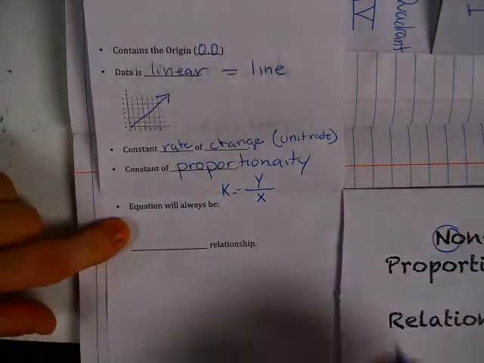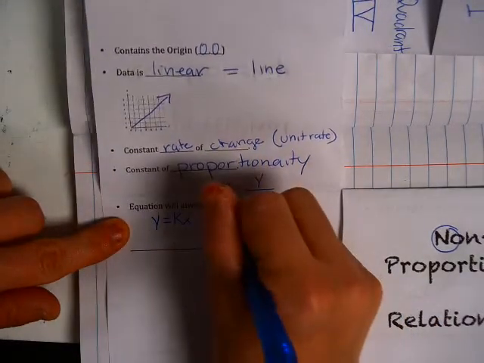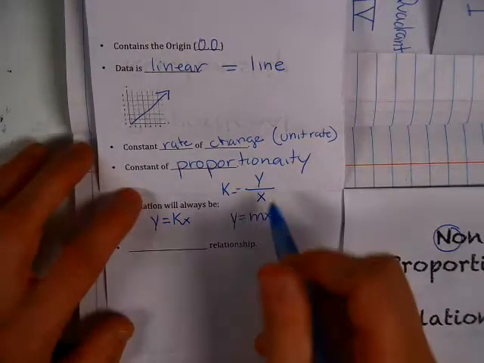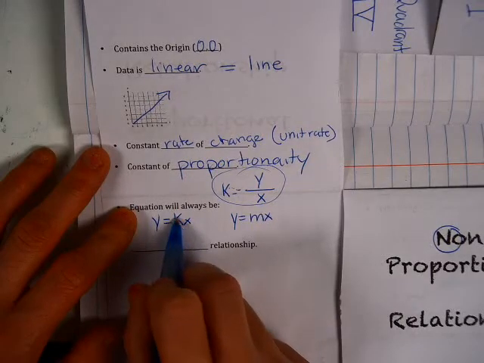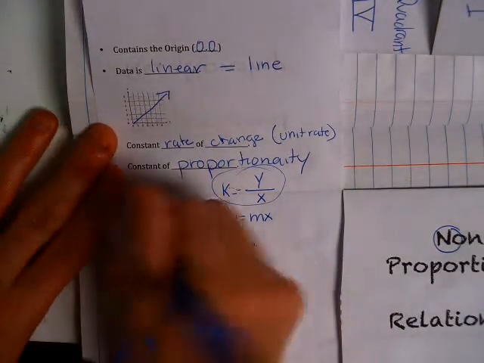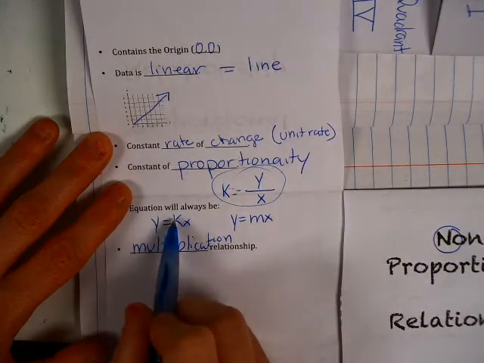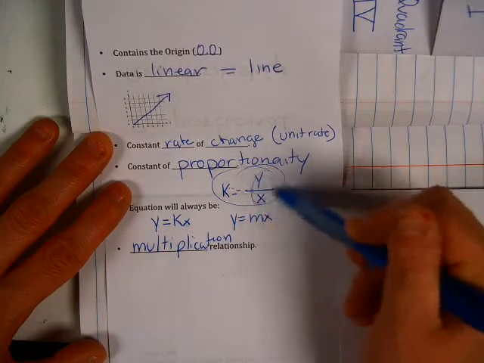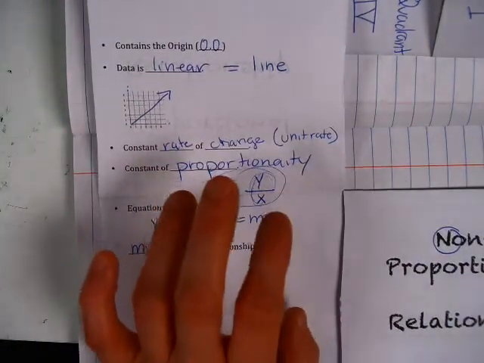Okay? The equation will always be y equals kx or y equals mx. Okay? Remember, m and k, same thing. They're just terms for our constant. And it always has to be a multiplication relationship. So it must have multiplication, because that is what's happening between the k and the x, or the m and the x. And the opposite of multiplication is division, so that's why we always divide for this. So everything we've learned is all coming together, and we're going to be graphing some of this information. Okay, so this is proportional.